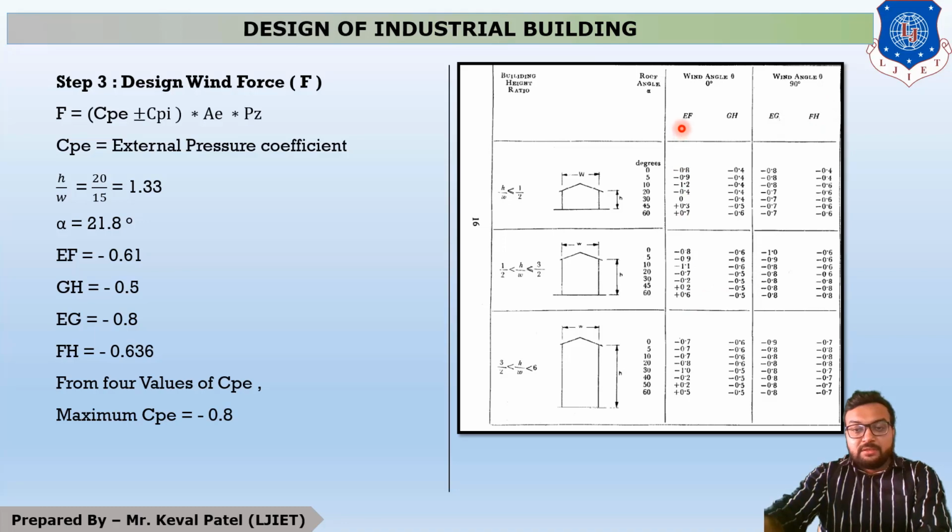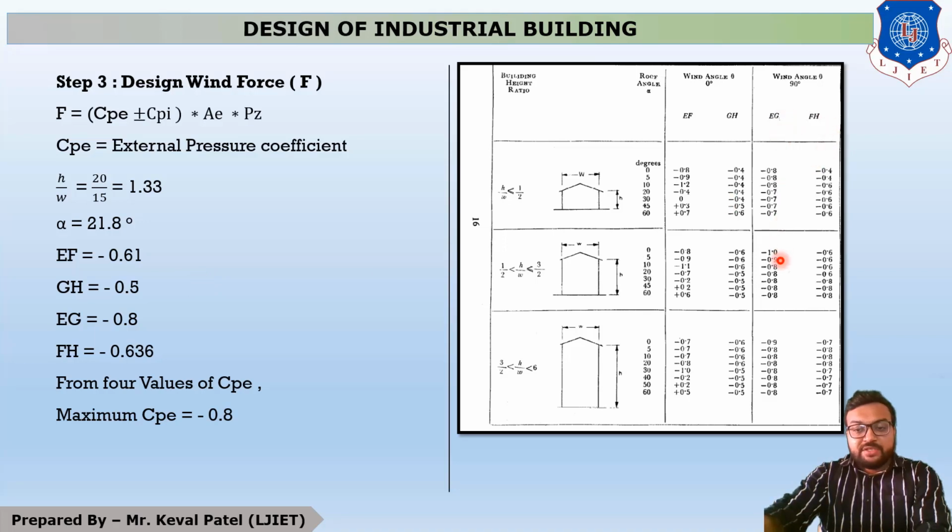First is EF. You can see that for 20 degree your value is 0.7, and for 30 degree your value is minus 0.2. So with an increase in the angle, your value also increases from negative to positive. So you have to find the value for 21.8 with the help of linear interpolation, and you will get your answer, minus 0.61. Second is GH. You can see that the value for 20 degree is minus 0.5, and the value for 30 degree is also minus 0.5. It means if your angle increases in the range of 20 to 30, there is no change in the value of GH. So it is minus 0.5.